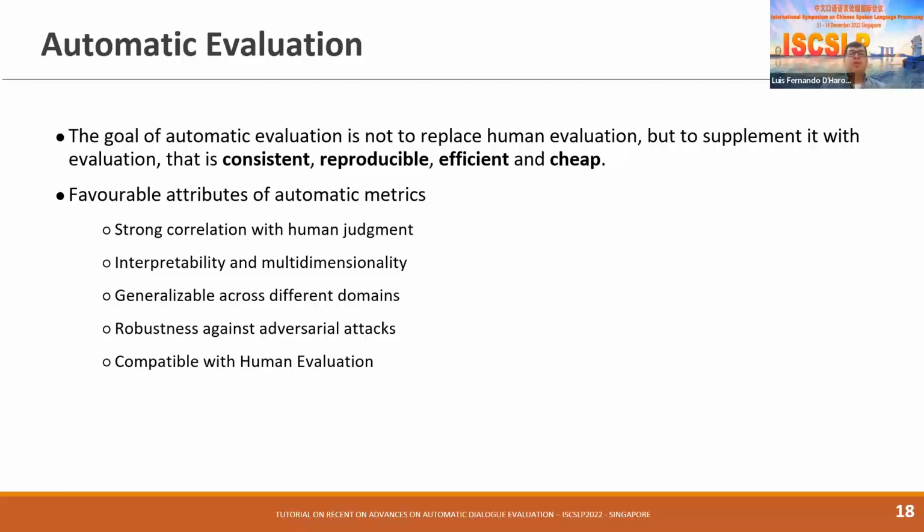What are the advantages or the attributes that we want to check for these automatic metrics? We want a strong correlation with human judgment. We also want these metrics to be interpretable and multidimensional. They also need to be generalizable across different domains. We also need robustness against adversarial attacks. What happens if you change one sentence with another and the system is not able to detect that you changed completely the meaning of the dialogue, because you moved one sentence or completely changed its meaning? And at the end, we also want this to be compatible with human evaluation, so a human can also be in the loop at some point.